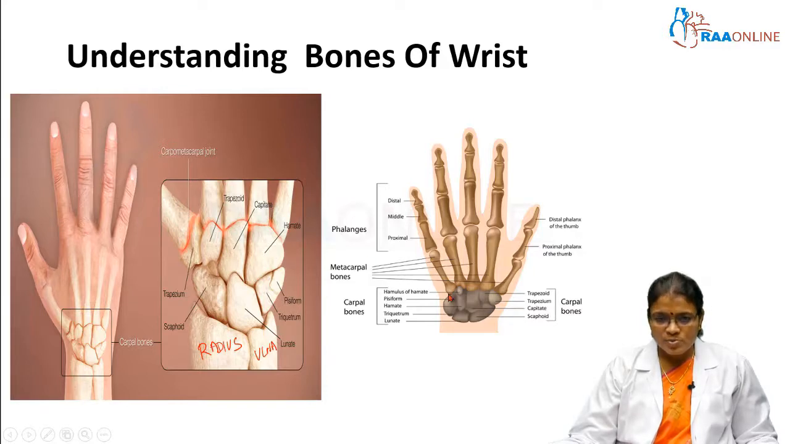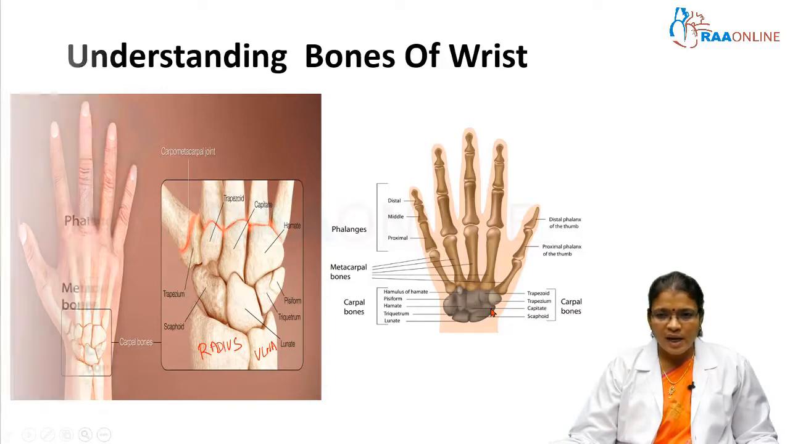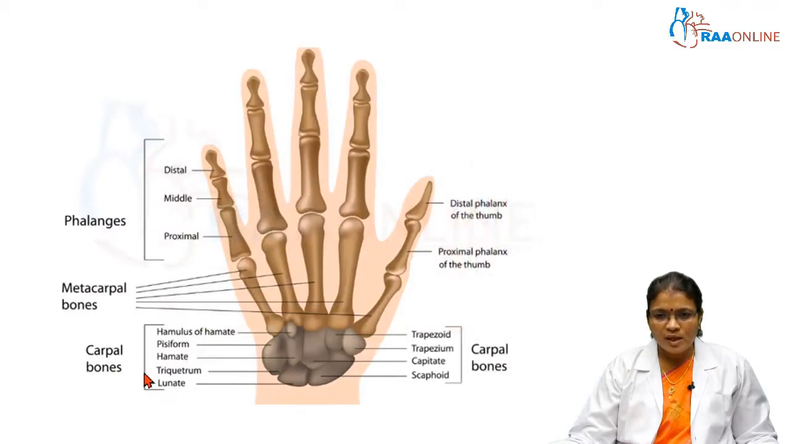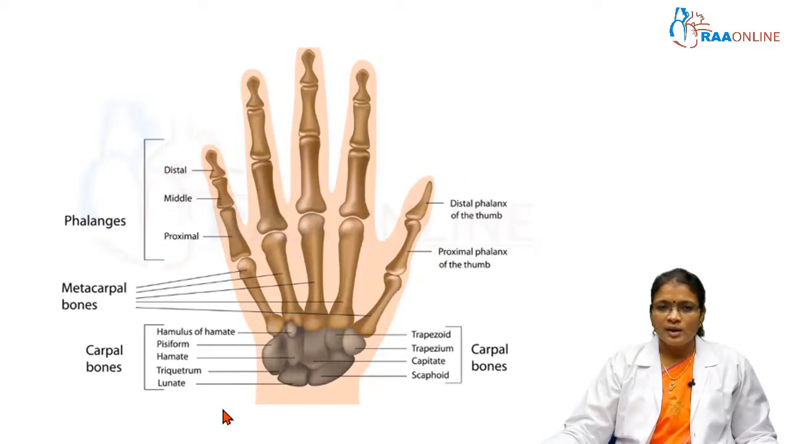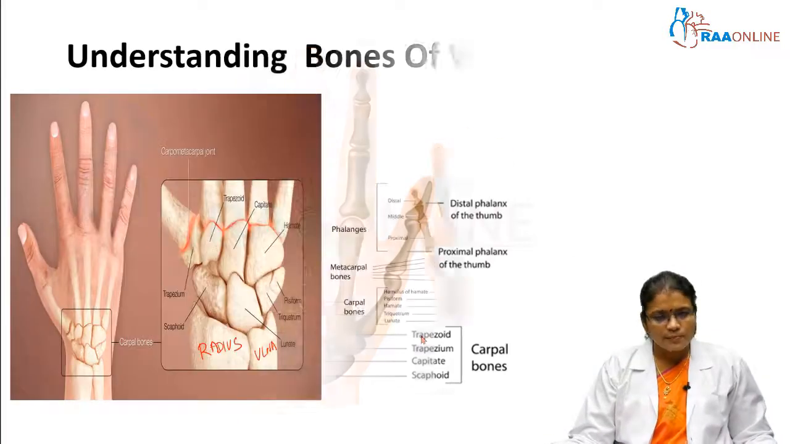Coming to this picture, this is our articulated hand, which has a set of 8 carpal bones, 4 in the proximal row and 4 in the distal row, and metacarpal bones numbered from lateral to medial side as 1st, 2nd, 3rd, 4th and 5th metacarpal. These bones are called phalanges: proximal, middle and distal phalanges. All the fingers have proximal, middle and distal phalanges except the thumb, which has only 2 phalanges, proximal phalanx and distal phalanx. I think we have understood the bones of the wrist.